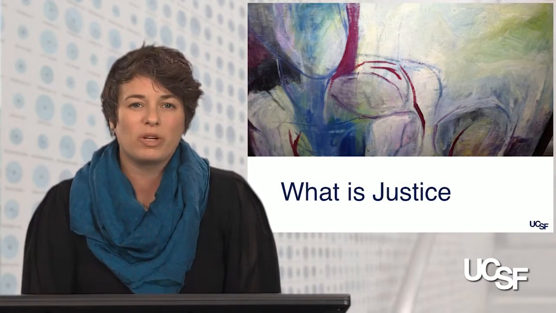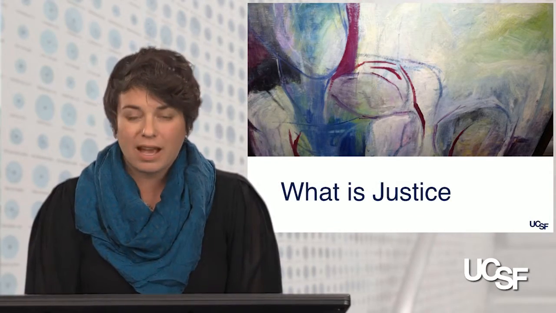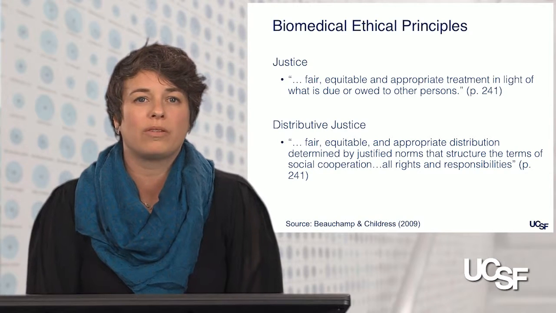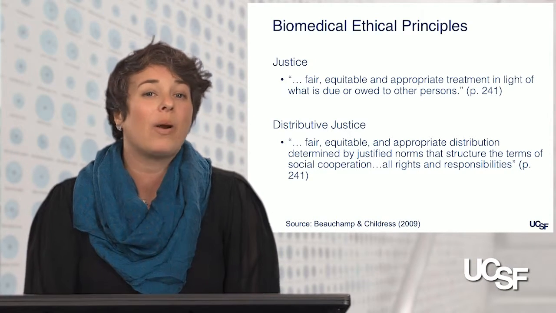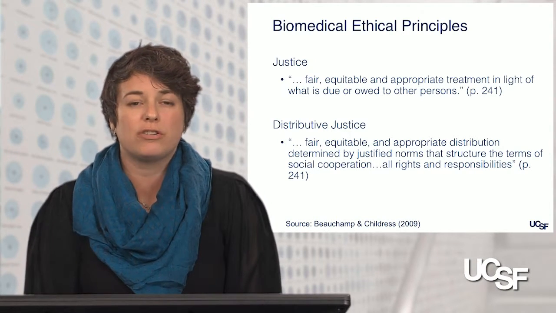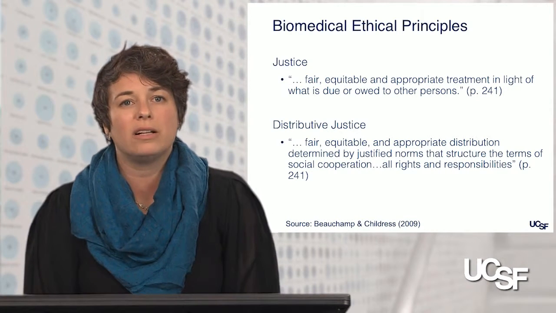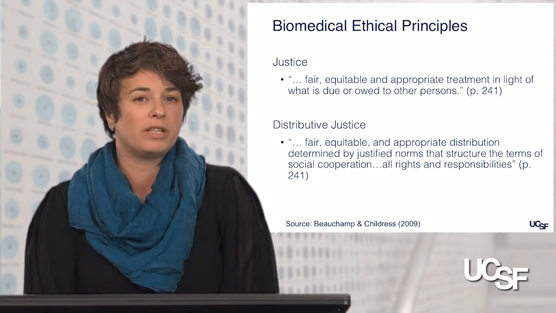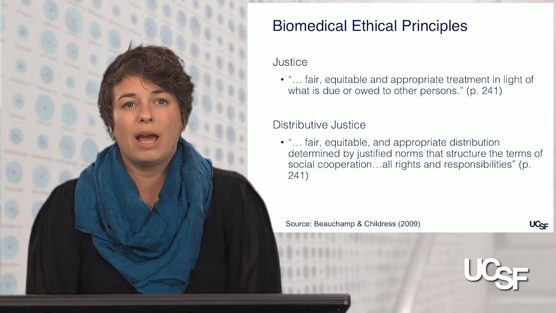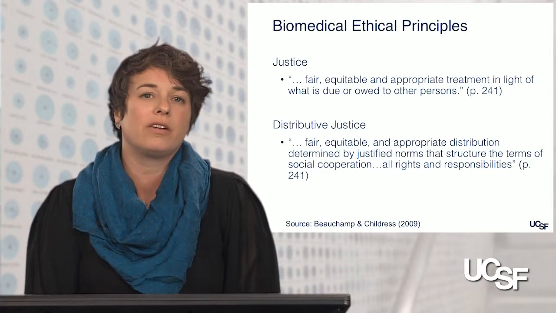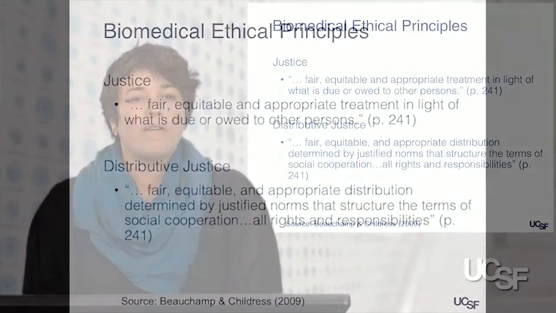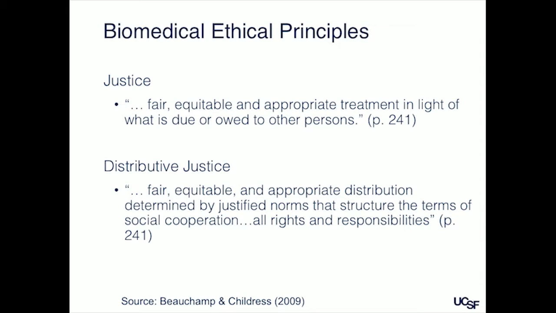So what do we mean when we're talking about justice? I think it's always helpful to start with how do people define it? How do experts define it? So Beauchamp and Childress wrote the Principles of Biomedical Ethics. It's a commonly used resource. I highly recommend it. And what they define the overarching theory of justice as is fair, equitable, and appropriate treatment in light of what is due or owed to other people.